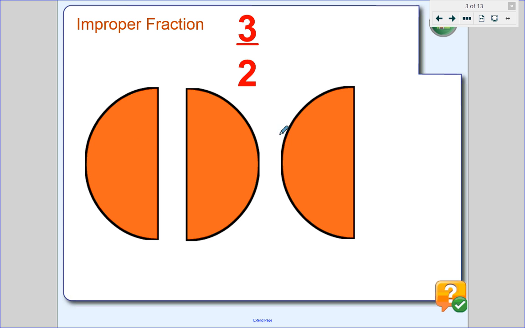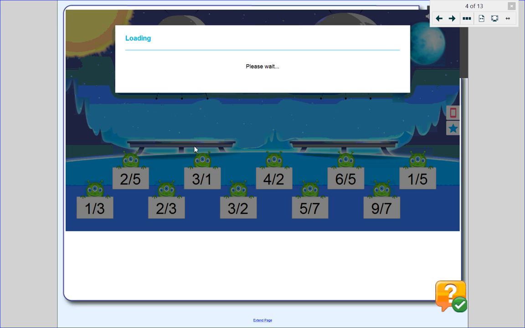I have 3 and they've been cut into half. This is a circle cut into half, so we have 1, 2, 3 halves. Top number, too heavy on top. We don't want that. Think about building something. If you have a small amount on the bottom and a large amount on top, it's not going to hold up. It's improper building. So we want the top number not to be bigger than the bottom number. This is an improper fraction.